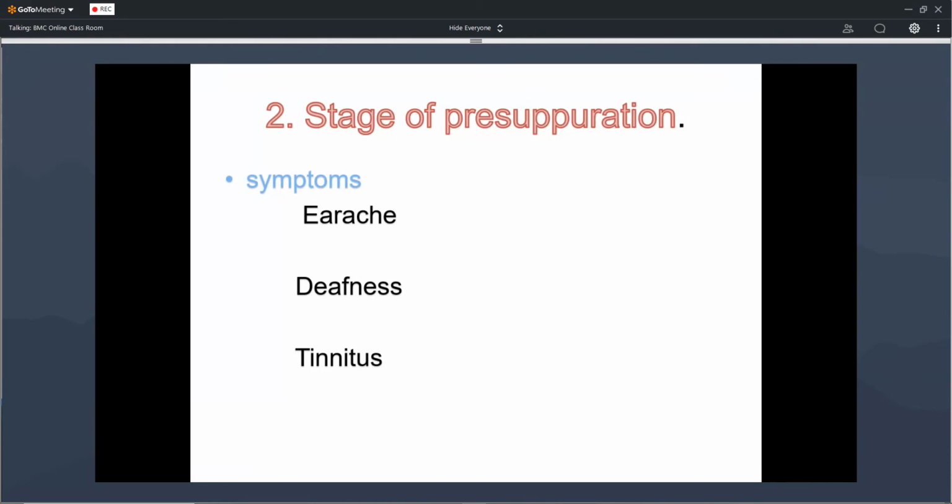Second stage is pre-suppuration. If the blockage continues for a longer duration, then the next stage will come. So these are the symptoms. All first stage symptoms will increase in the stage of pre-suppuration. That is, earache and deafness will increase, and also tinnitus. Some patients will feel a ringing sensation in the ear.